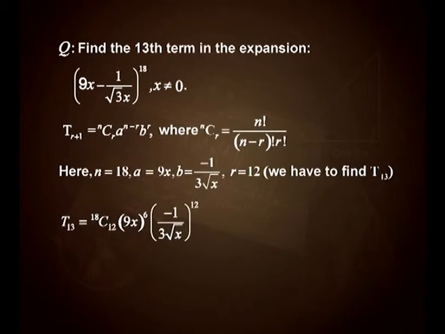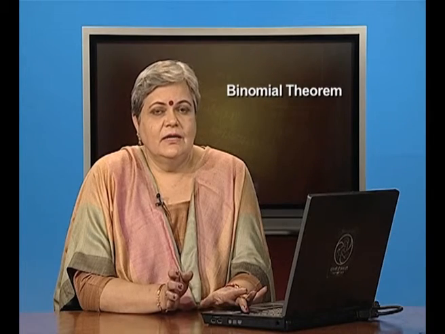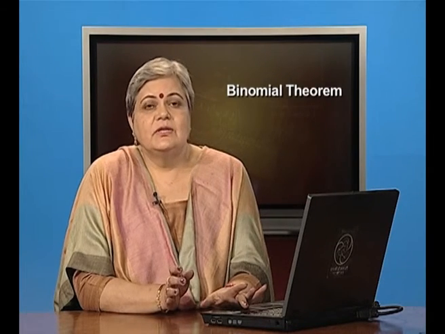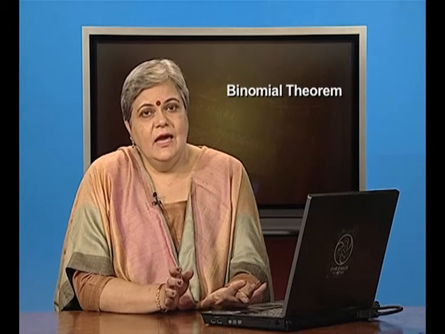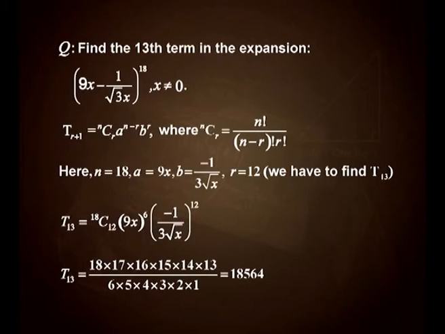There is going to be no x coming in because the powers of x are all going to get cancelled. So, I am getting an x to the power 6 and I have in the denominator x to the power 6 as well. So, this is definitely a special term which does not contain an x in it. It is only 18,564 as a number and it has a special name.